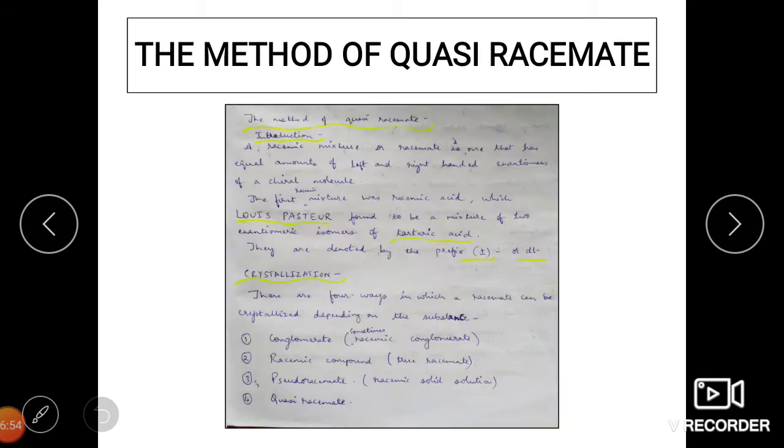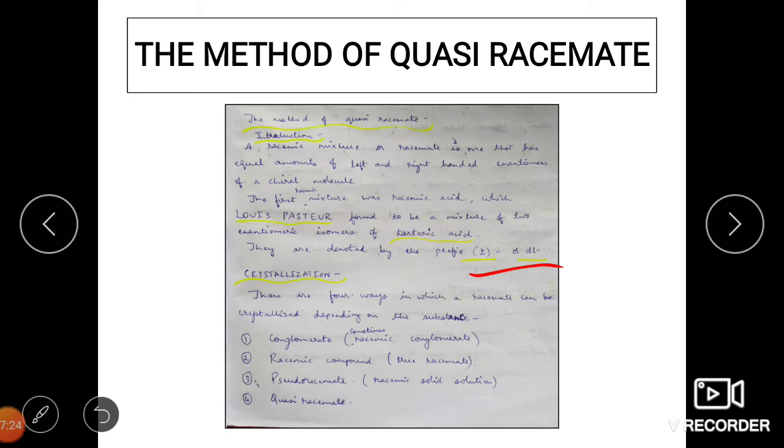Next is the method of quasi-racemate. Introduction. A racemic mixture or racemate is one that has equal amounts of left and right-handed enantiomers of a chiral molecule. The first racemic mixture was racemic acid, which Louis Pasteur found to be a mixture of two enantiomeric isomers of tartaric acid. Usually the racemates are denoted by the prefix plus or minus or D or L.